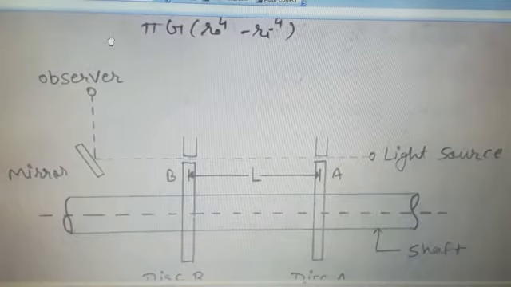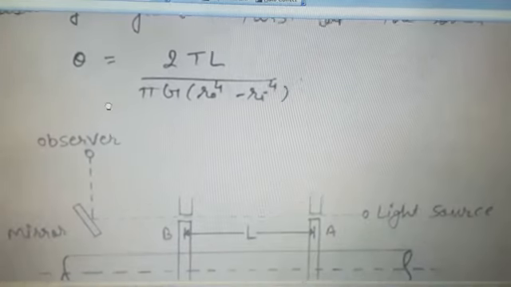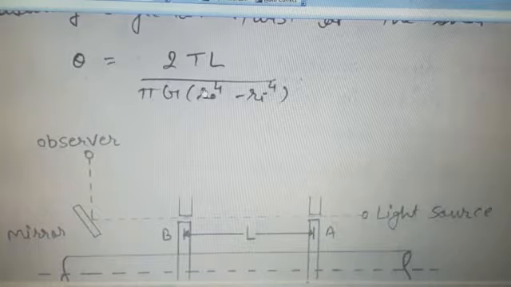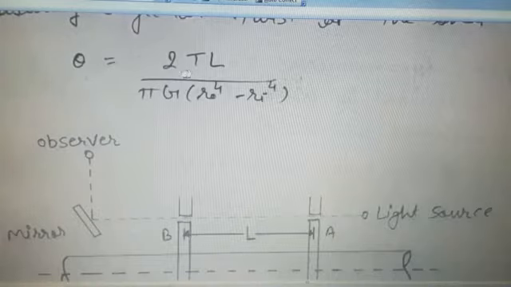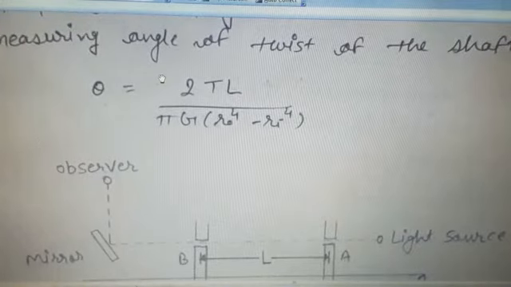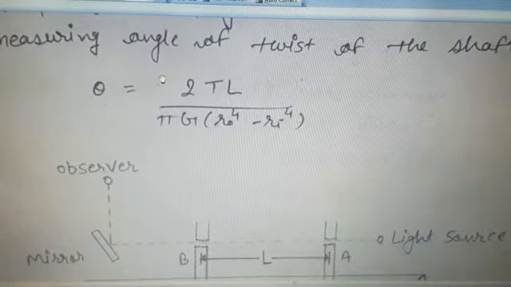Then we find the angle theta and put its value in the equation. So T is equal to theta into pi G into (R0 raised to 4 minus Ri raised to 4), divided by 2L. Now we can find the value of torque easily. Clear? So students, first keep this equation in your mind: theta equals 2TL upon pi G (R0 raised to 4 minus Ri raised to 4).